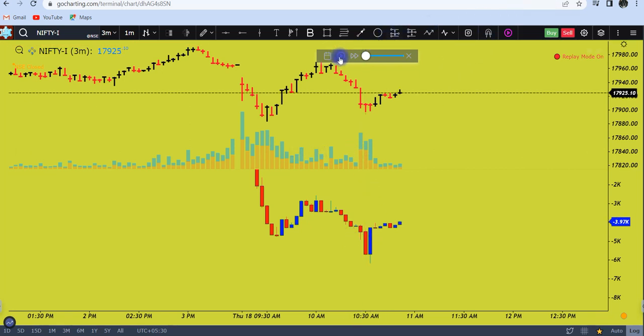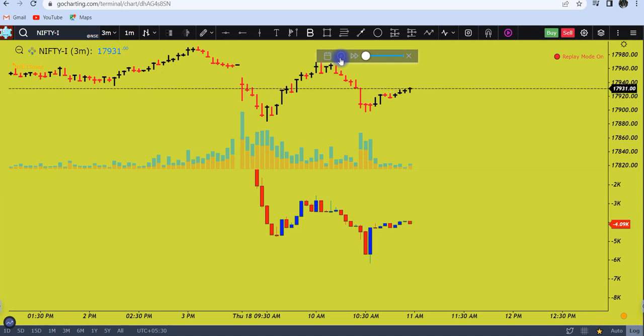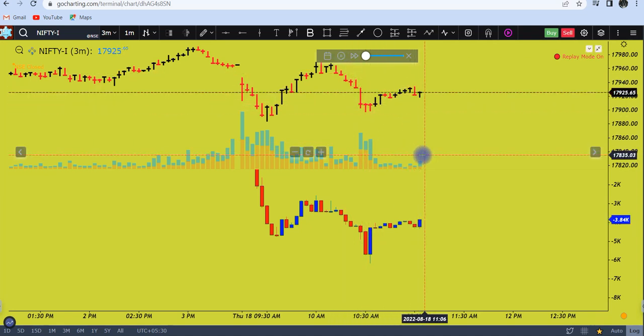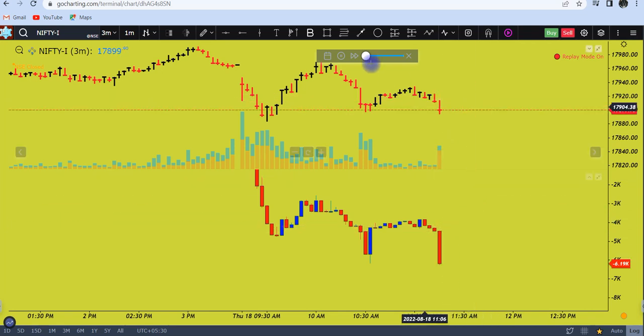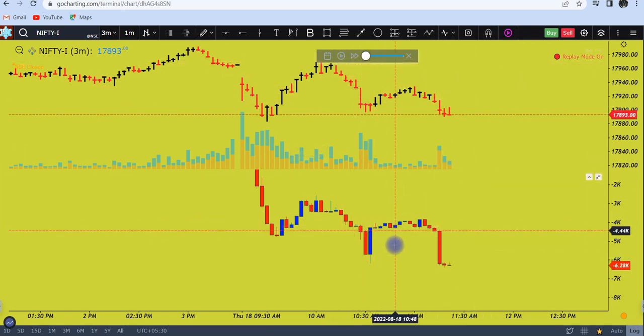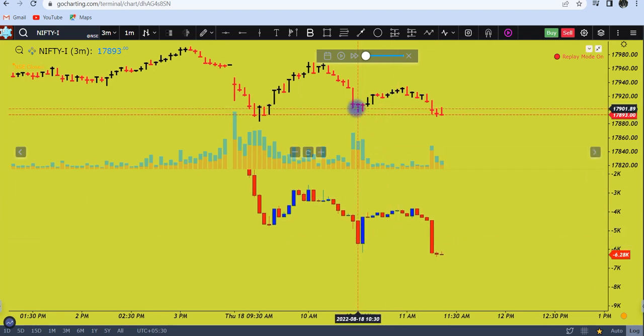Okay, so what we are interested in is this pullback and it coming down and confirming that it's going to hold. Okay, now this is the same thing that happened yesterday. Okay, in the later part of the day yesterday, it breaks the low.